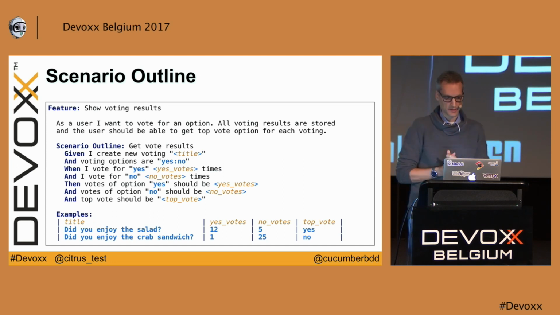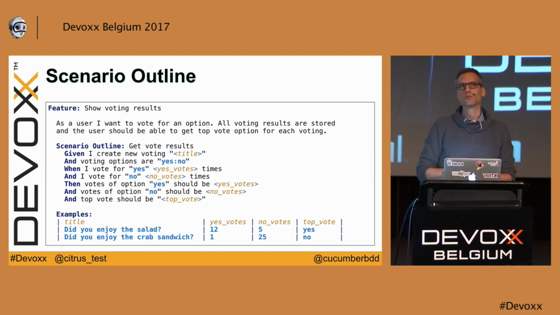Another nice feature is the scenario outline. That's a good way to pass in some test data that has placeholders in my scenario outline, like the title or the yes votes, no votes. And at the very bottom, I give a data table of example data, and Cucumber will just run through the whole examples and execute this scenario with each test data. And of course, all the test data should pass, so the test is passing.